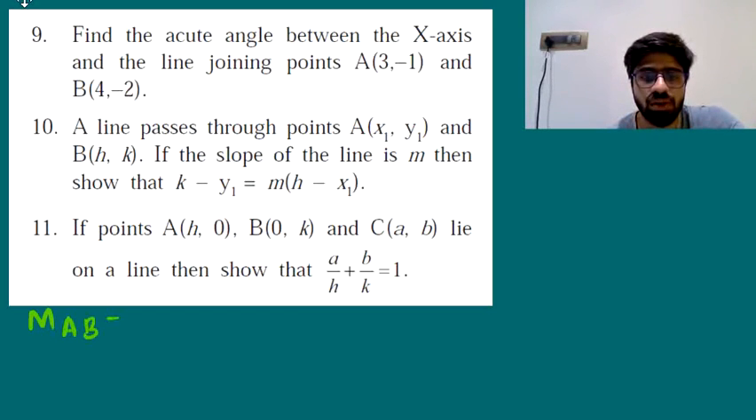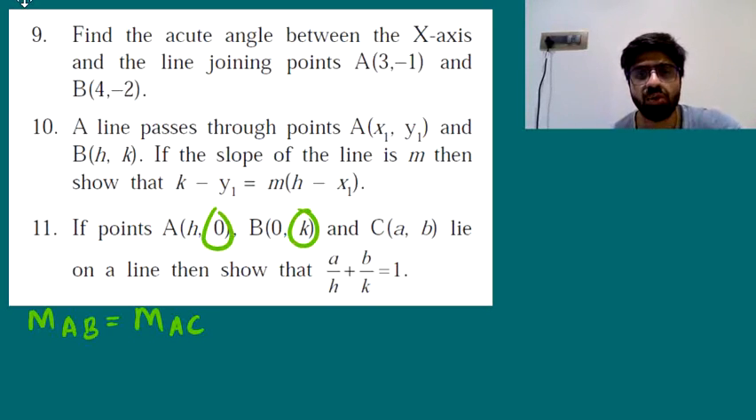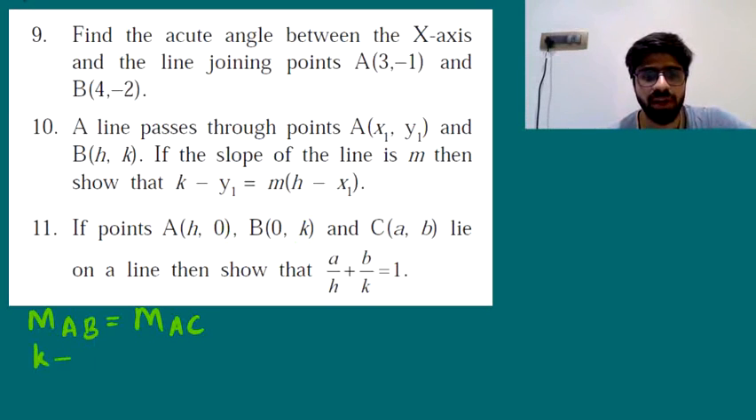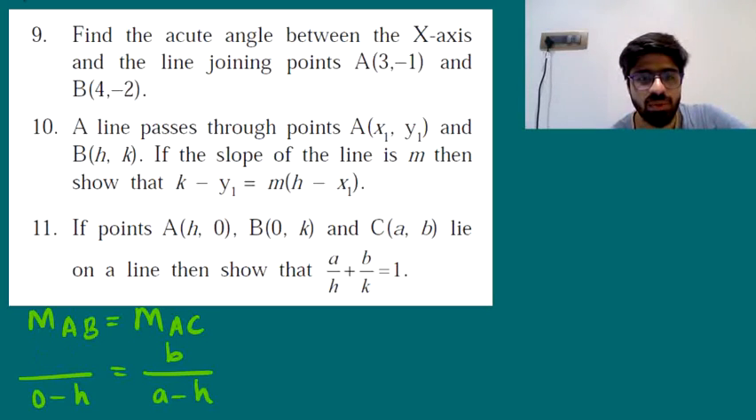So we will start with slope of AB equal to, okay, let's say slope of AC. So slope of AB, we can write it as y2 minus y1, that is k minus 0, divided by x2 minus x1, that is 0 minus h. That should be equal to slope of AC. So y2 minus y1, which is b minus 0, divided by x2 minus x1, that is a minus h. So in the numerator, b minus 0 will simply be equal to b. This will be k, and in the denominator it will be minus h. So you can write that left hand side as minus of k upon h.